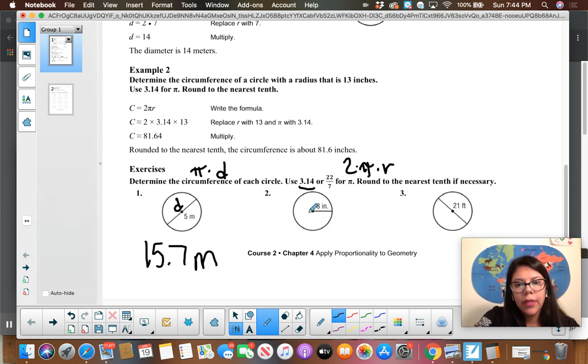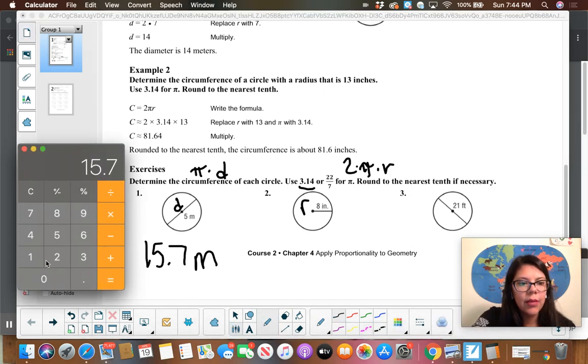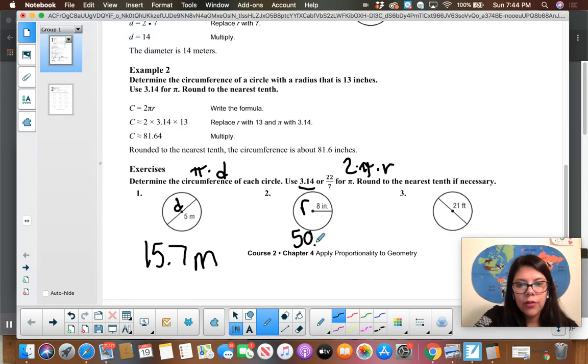All right, number 2. In this case, we have the radius. Okay, so 2 times pi times radius. What's 2 times 8? 16. So I'm going to do 16 times 3.14. That is 50.24. So the circumference for this circle is 50.24 inches.